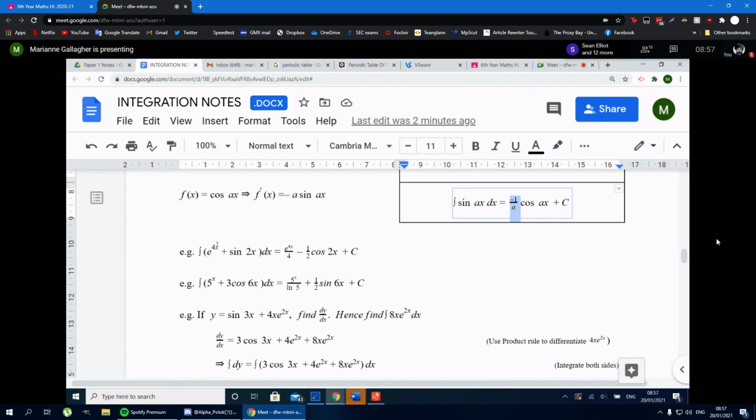So e to the 4x is just standard. So 1 over 2 sine 2x. This one is using your a to the x, so that's a to the x over ln a. And then you'll have 3 over 6, which is 1/2, change cos to sine.